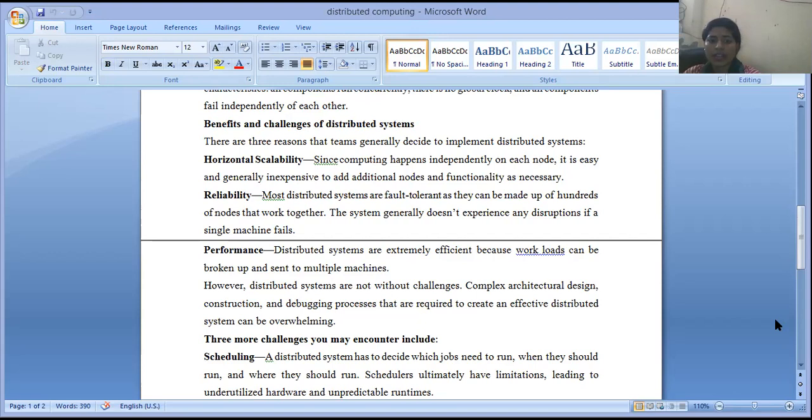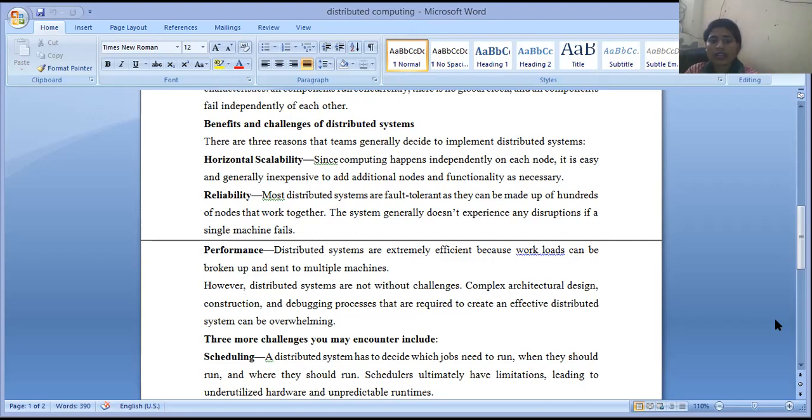Okay, reliability. Most distributed systems are fault tolerant, and they can be made up of hundreds of nodes that work together. Suppose you are binding hundreds of systems together to perform the same task, so all systems must be reliable in working. Isn't it? The system generally doesn't experience any disruption if a single machine fails. Suppose one machine fails, then it doesn't affect the reliability of the other machines, isn't it? All the contents of the other machines still display and show the outputs as well.